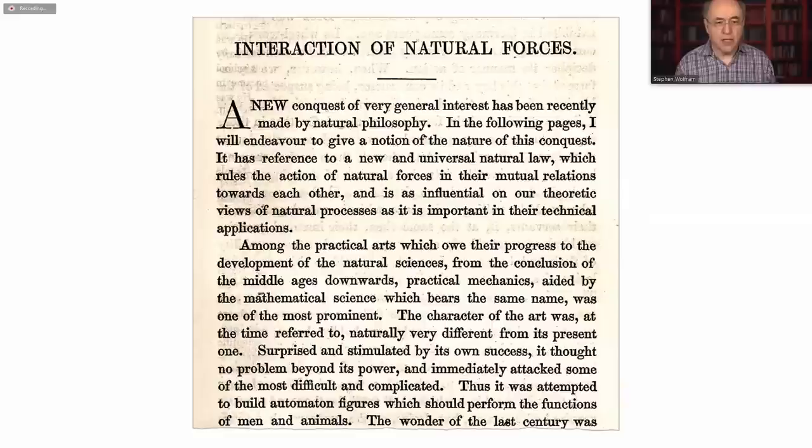Thus it was attempted to build automaton figures that should perform the functions of men and animals. It's interesting to see him use the term automaton. I've worked a lot on things like cellular automata. The word automaton is a very old one. It was even around in the 1600s.